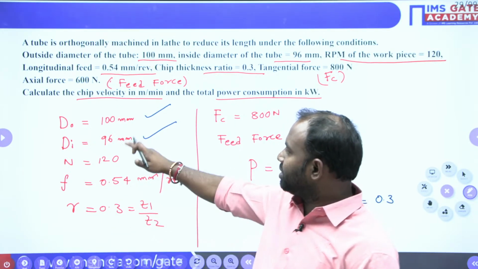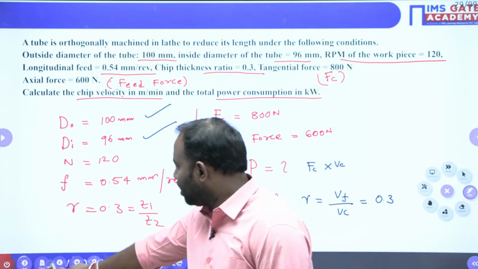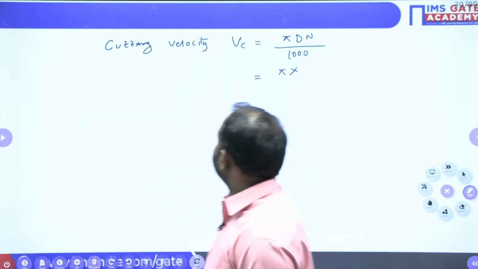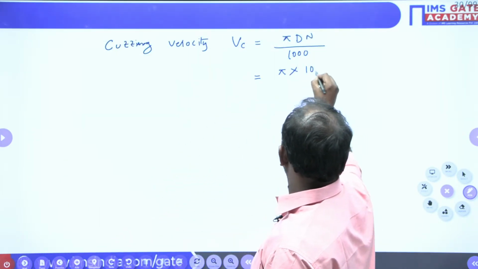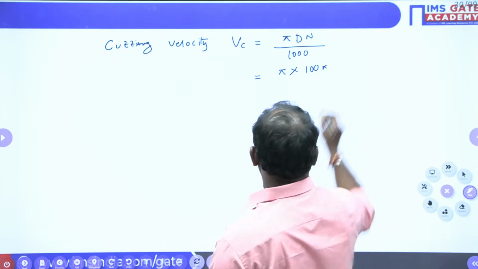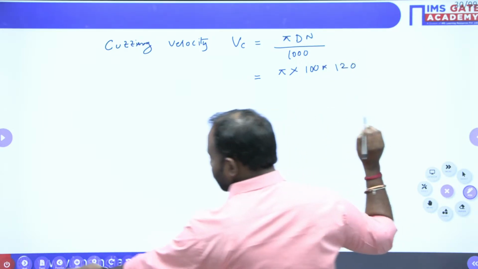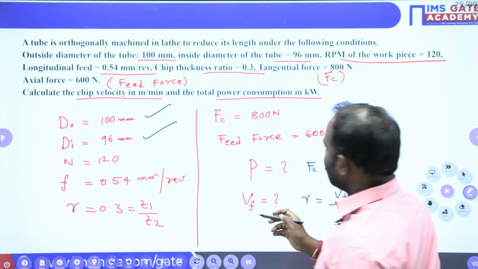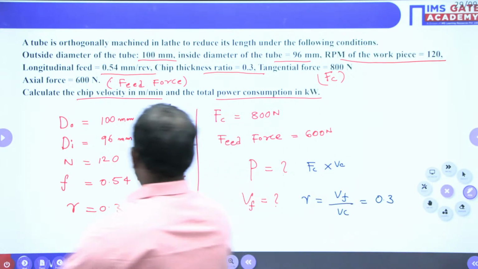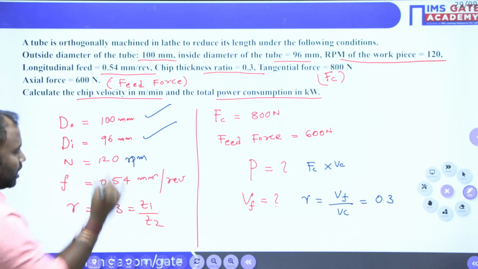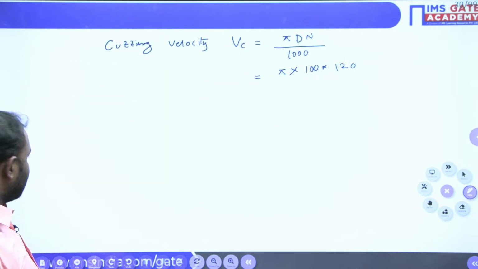Clear everybody? So which one is maximum? 100. Okay, right? Outside diameter is a maximum. From there, here it is 100 into RPM, 120 I guess. Let me check 120 or not. RPM of the tool, yeah, 120 RPM. Here it is RPM guys, revolution per minute, right?